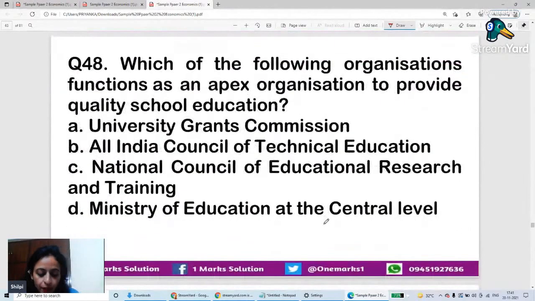Question number 48. Which of the following organizations functions as an apex organization to provide quality school education? Now, if we talk about the apex institution, then it is NCERT, which works on school education. So option C, National Council of Educational Research and Training, is the correct answer because they are responsible for school education.